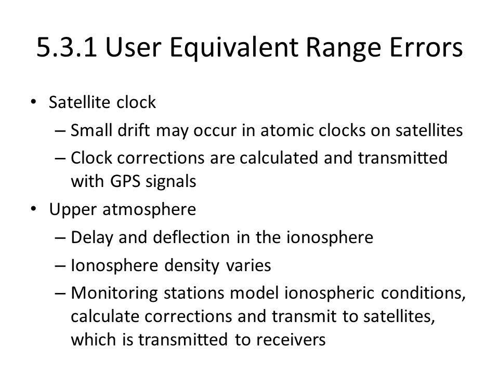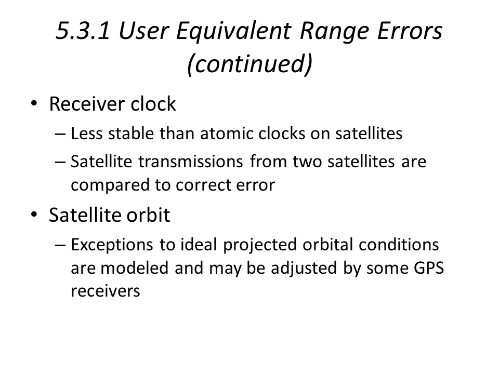The upper atmosphere is another source of error. Delay and deflection in the ionosphere is quite common. The ionosphere density varies, and monitoring stations can model ionospheric conditions, calculating corrections and transmitting to satellites. This is then transmitted to receivers. The receiver clock is less stable than the atomic clocks on satellites. Satellite transmissions from two satellites are compared to correct error.